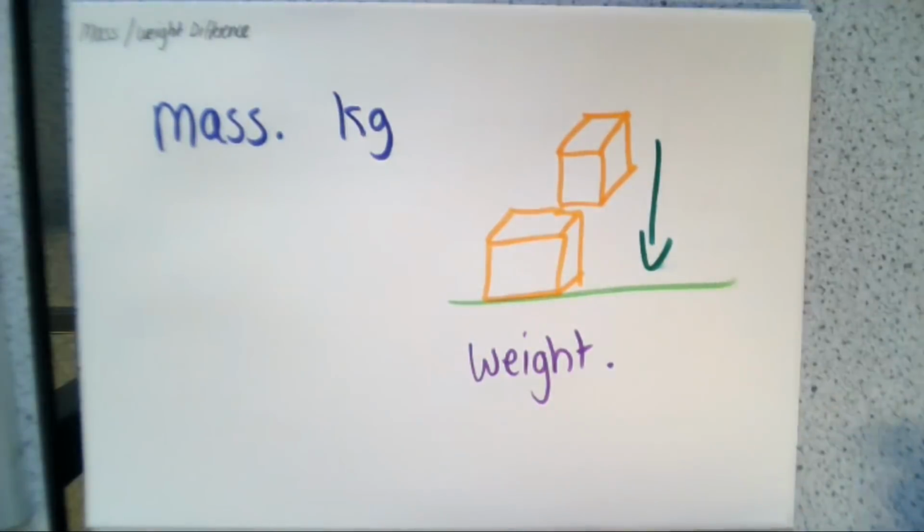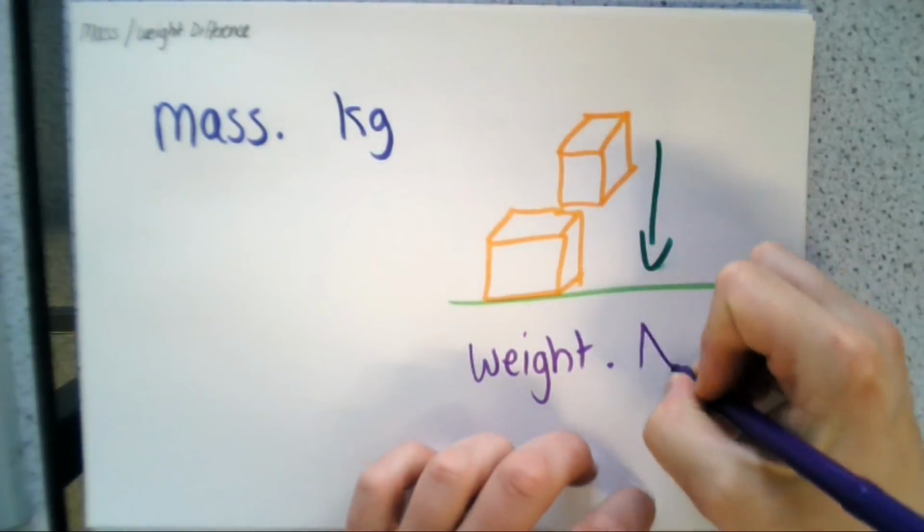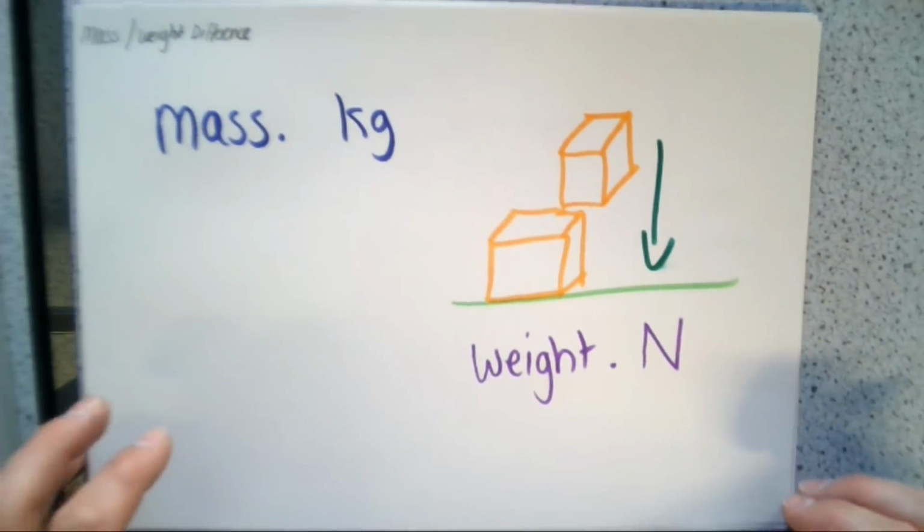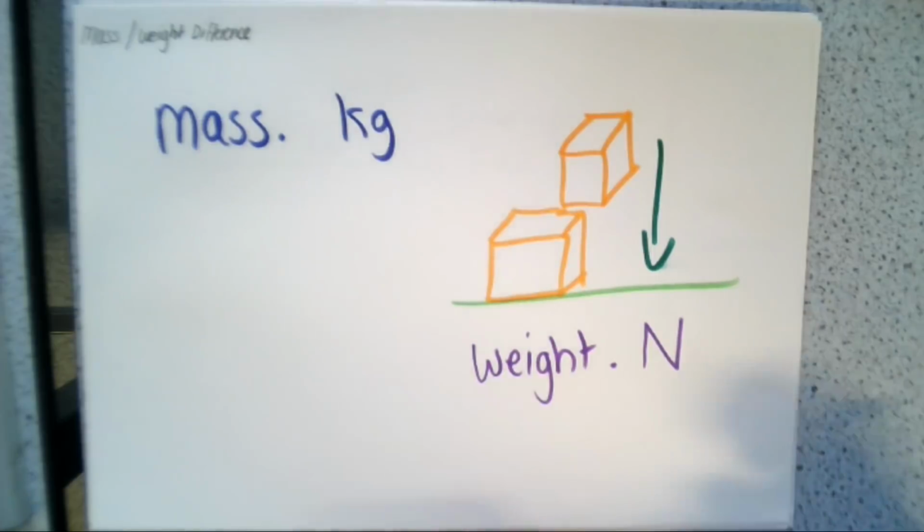And because weight is a force, it is measured in newtons, and we use a capital N. Do not put lowercase, it has to be capital, okay? So weight is a measure of how much force is pulling an object down to earth because of gravity.